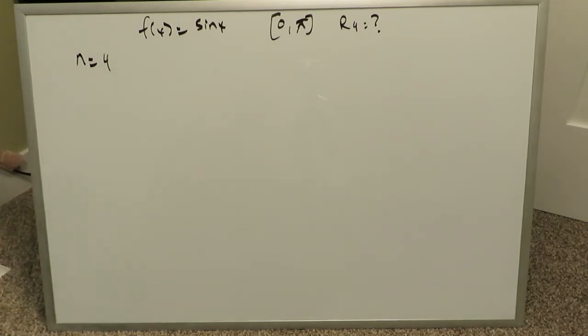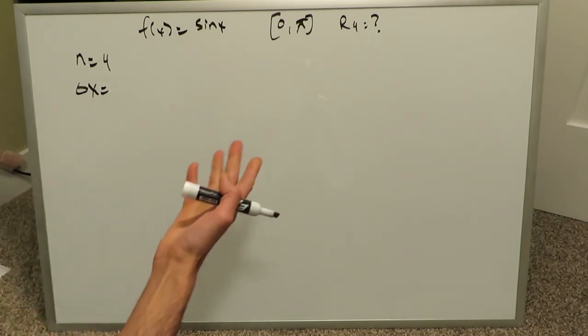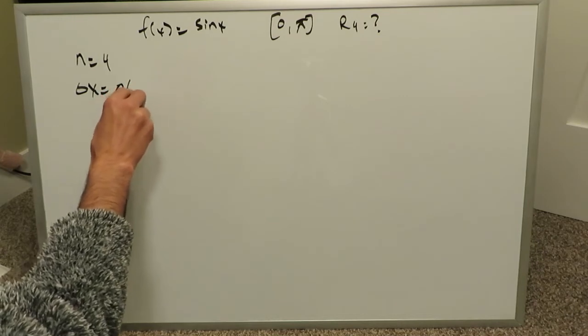The next thing we want to do is look at the interval. Delta x is equal to b minus a over n. B is the upper limit, a is the lower limit. Pi minus 0 over 4 is just pi over 4.